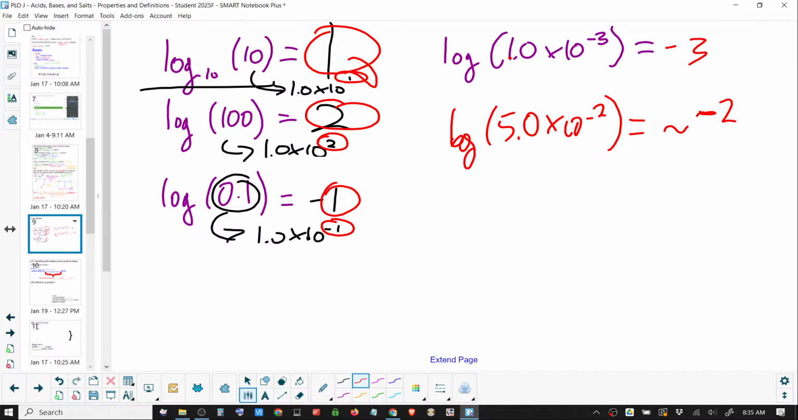Now, should you plug it into your calculator to get exactly what it is? Yes. But if you get an answer, I would expect you to go, I don't know what, 5 times 10 to the minus 2, you're probably going to get what? Negative 1.3. Not 2. Is it close to minus 2? Yeah, it's close.